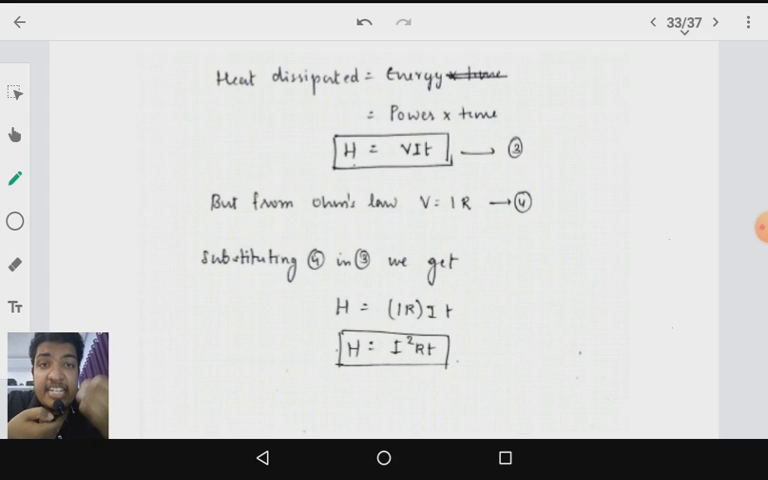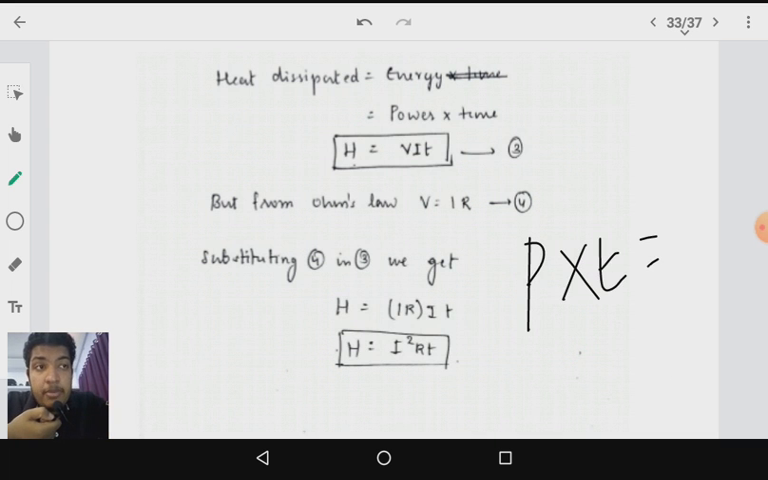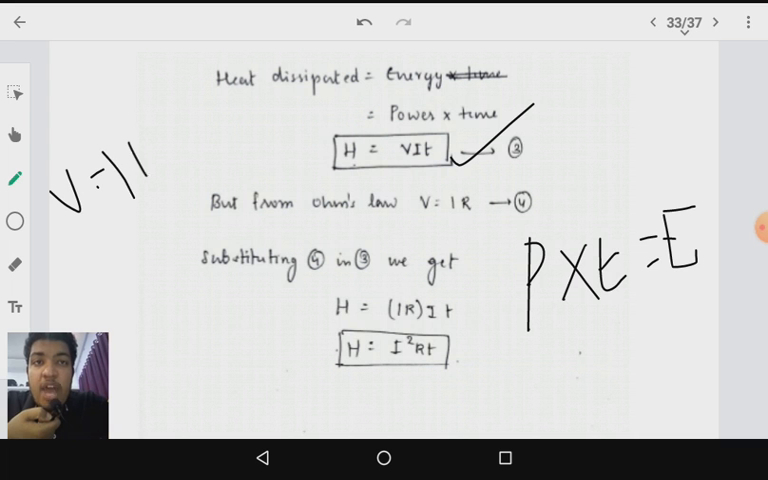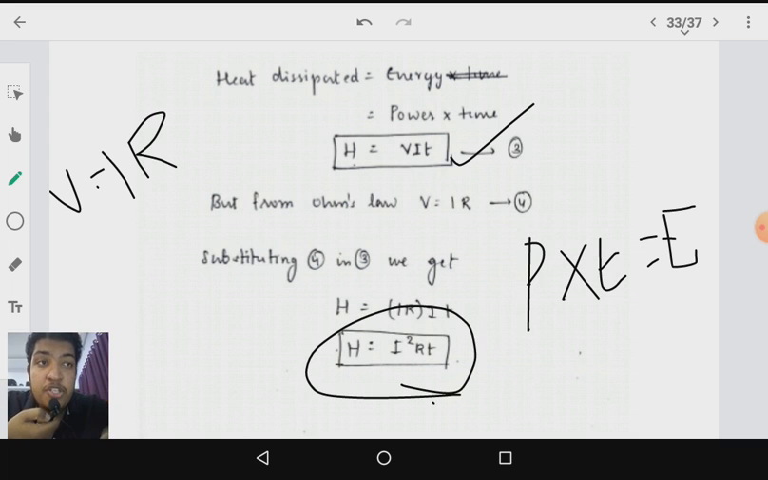Now what is the heat dissipated? Heat dissipated is energy, and energy is power into time, right? So that is equal to V into I into t, that is VIt. So that is another equation for heat. H is equal to VIt. Now applying Ohm's law, we have V is equal to IR. So either you can substitute for V or you can substitute for I. If you substitute for V over here, you will get it as I square Rt. And if you substitute for I, we can write it as V by R.